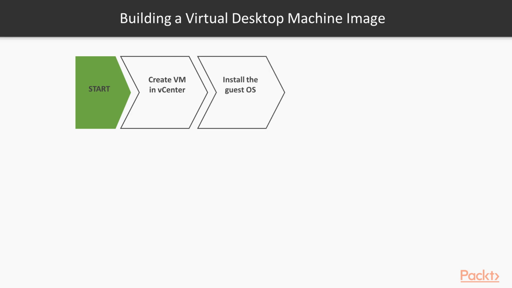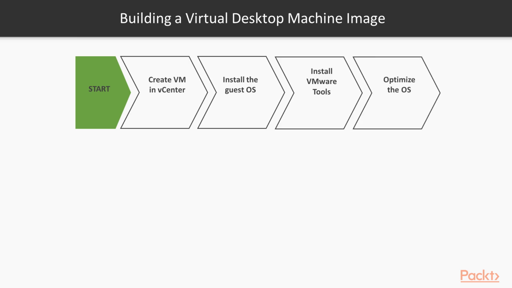Next we're going to install the Windows Desktop Operating System, in this case Windows 7. Once the desktop operating system has been installed, the next step is to install VMware tools, as you would do for any other type of virtual machine. Next, we're going to optimize the image for a VDI solution.